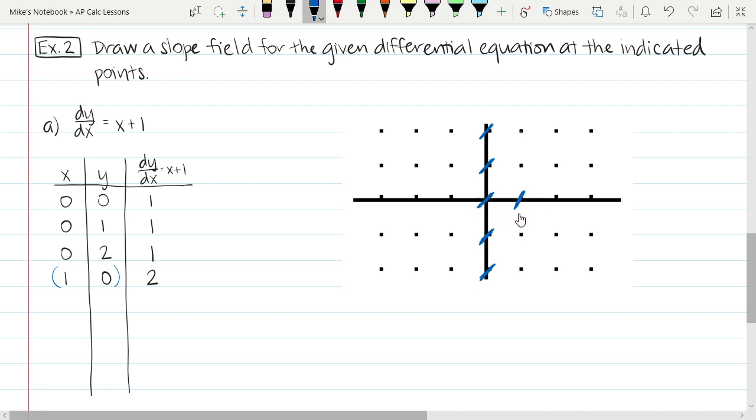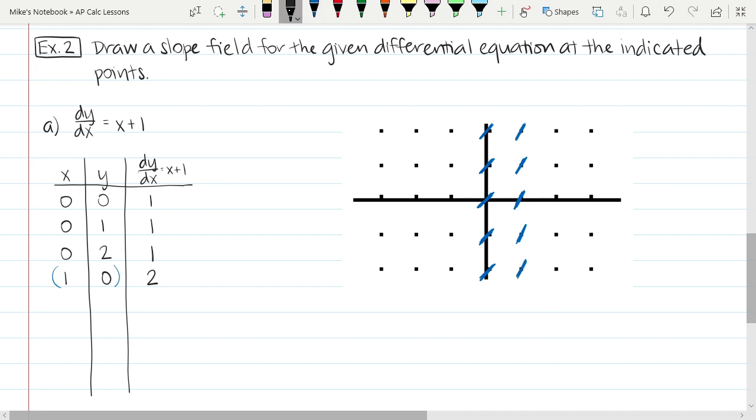Okay, so no one is going to take a ruler and double check that your slope is exactly 2. What they are going to look for, though, is whether your slope of 2 is steeper than your slope of 1, because it should be. Now, remember, I don't have to figure out 1, 1 and 1, 2, or 1, negative 1, or 1, negative 2, because for this particular differential equation, y does not affect the dy/dx value. So I know that this point right here also has a slope of 2. This point right here also has a slope of 2. Same thing down here, and same thing down here.